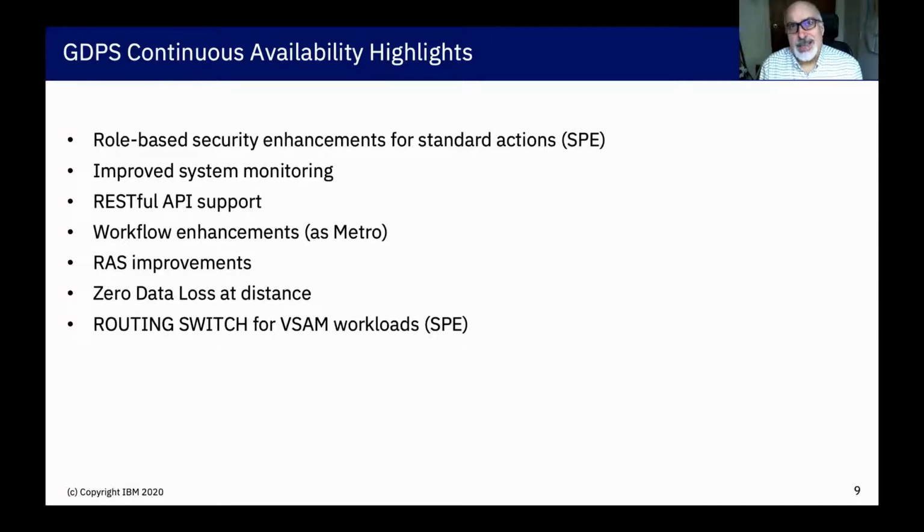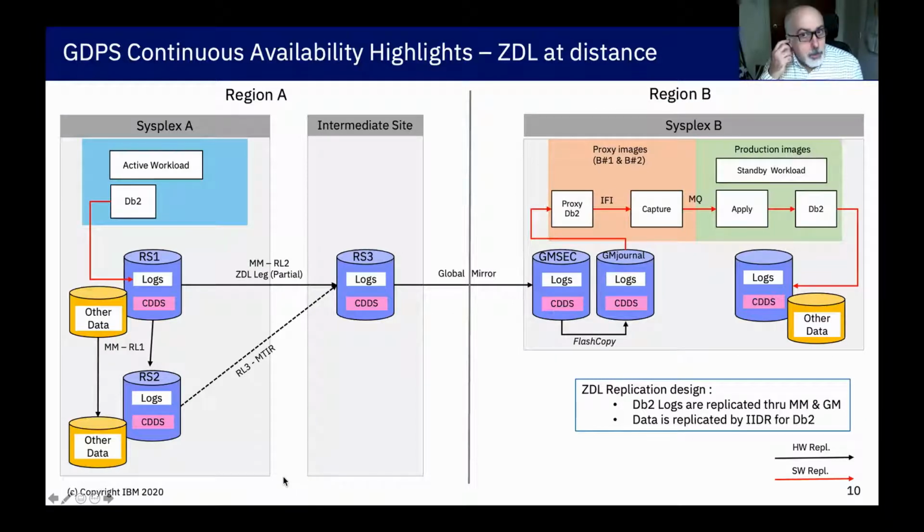But zero data loss at distance is now possible in a GDPS continuous availability solution. This is an extension of the concept first introduced for metro distance zero data loss. And I've got a slide on this coming right up. So what does zero data loss at distance really mean? Well, it's a requirement to meet, let's say, a particular client who's implementing this solution, and they have two metro distance sites within one region, and they have an out of region location as well.